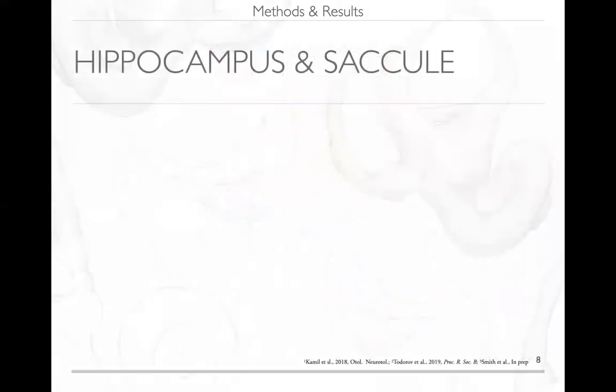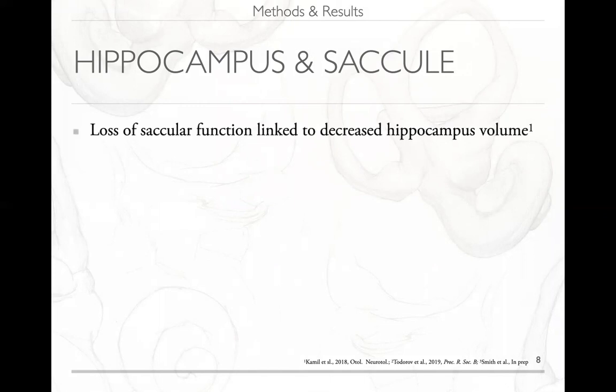Another specific example is the relationship between the hippocampus and saccule. We know the hippocampus and saccule specifically are associated, with a recent study linking a loss of saccular function to decreased hippocampus volume in humans. Comparatively, we may also see evidence of this association in the species Hylobates lar. It's been noted in literature that Hylobates lar exhibits a relatively expanded volume of the hippocampus compared to other hominoids.